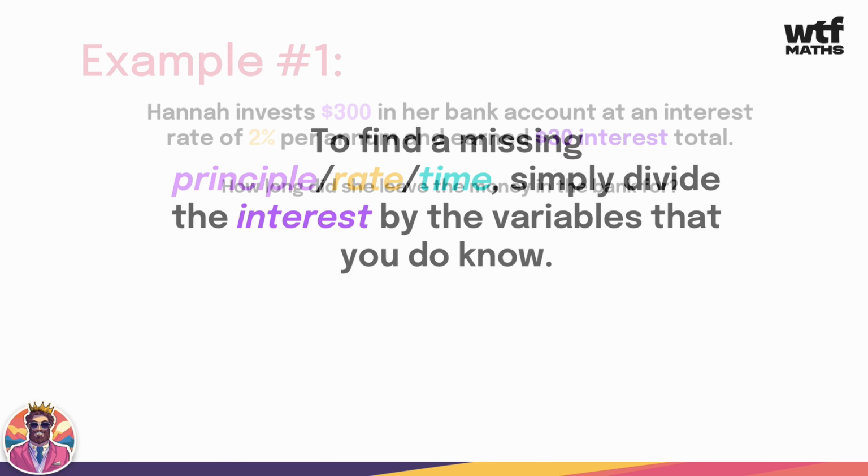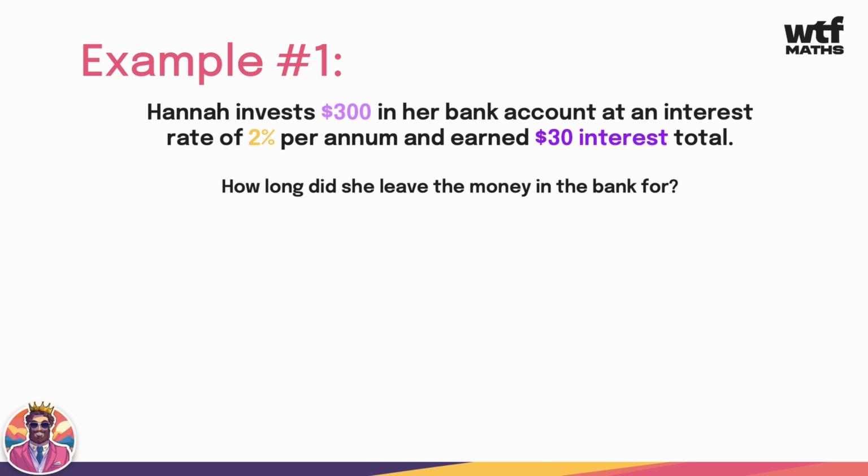For example, Hannah invests $300 in her bank account at an interest rate of 2% per annum, and she earned $30 interest total. How long did she leave the money in the bank for?